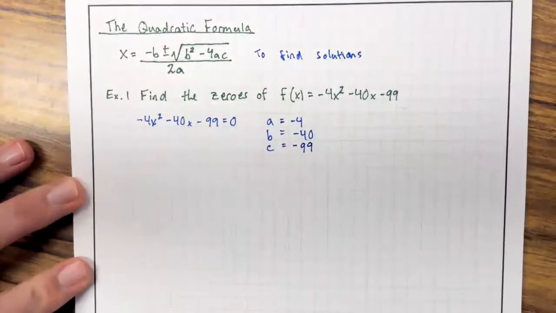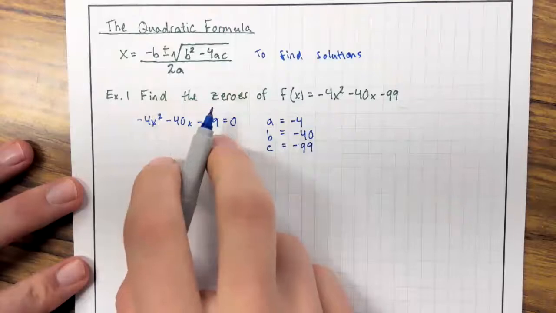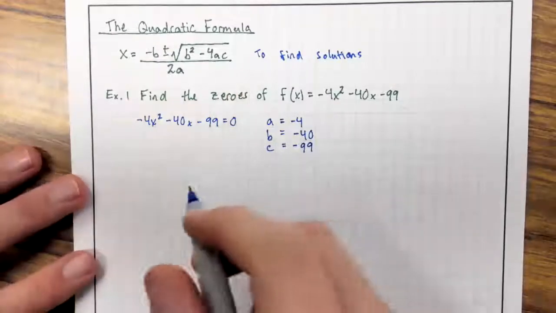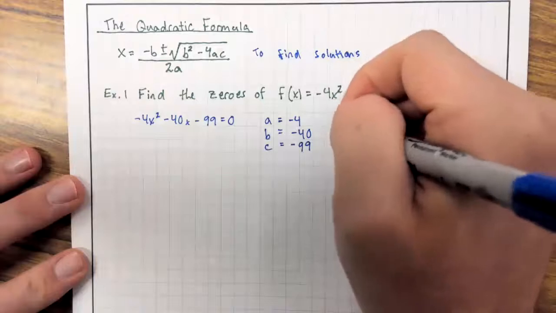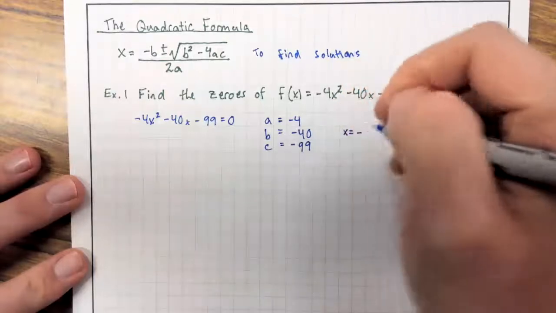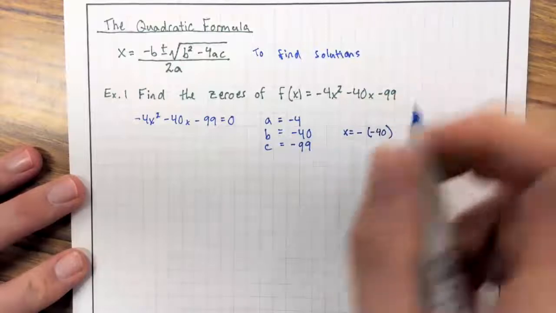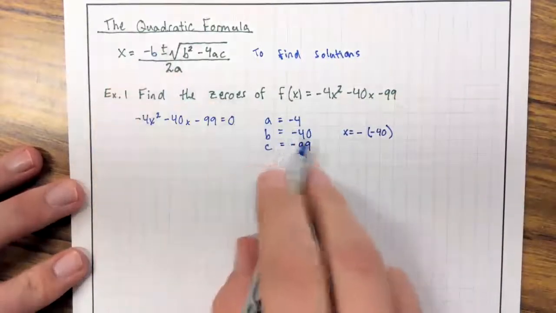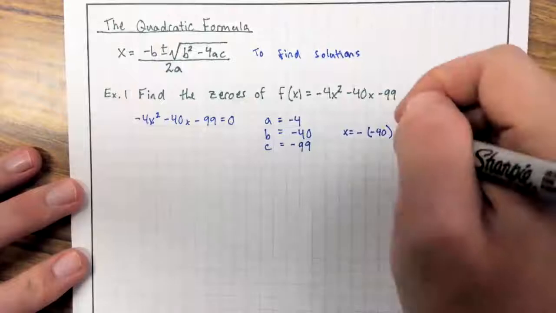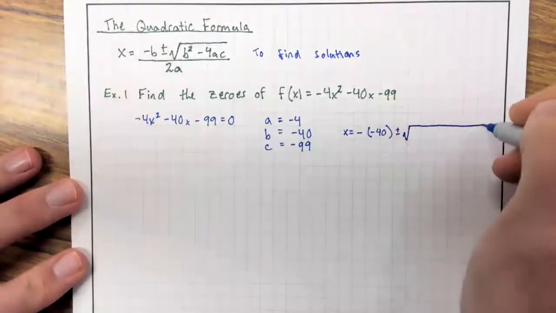If I start to plug these things into my quadratic formula and simplify, that's how I'll eventually get my two solutions. So let's just do it. X is equal to negative b. Be careful with the signs here. There was already a negative sign in front, and the b value I'm plugging in is actually negative 40. And then I'll do plus or minus the square root of, all kinds of stuff in here.